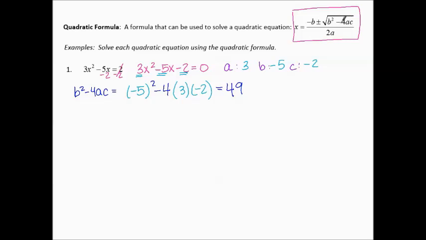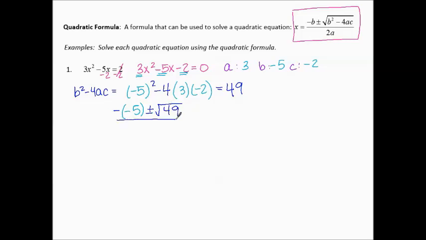So now I'm going to do the rest of the equation. I have negative b, so I have negative. My b is negative 5. So this can get tricky sometimes. Negative and another negative. Plus or minus the square root of 49.